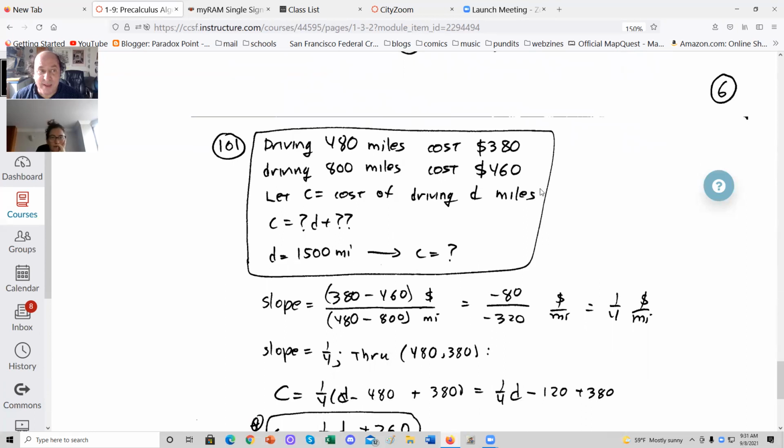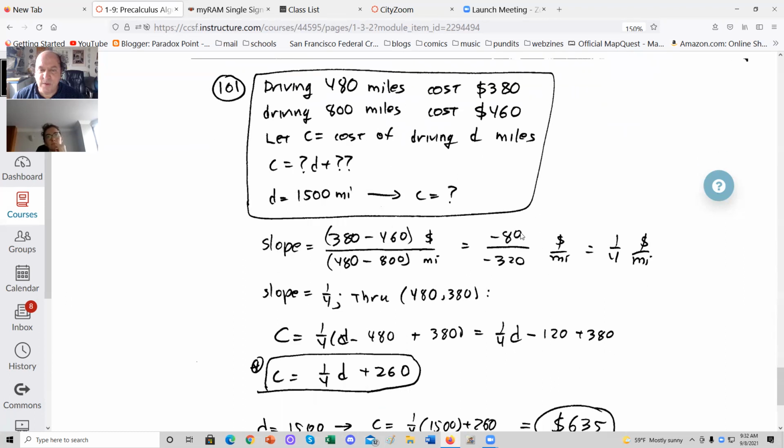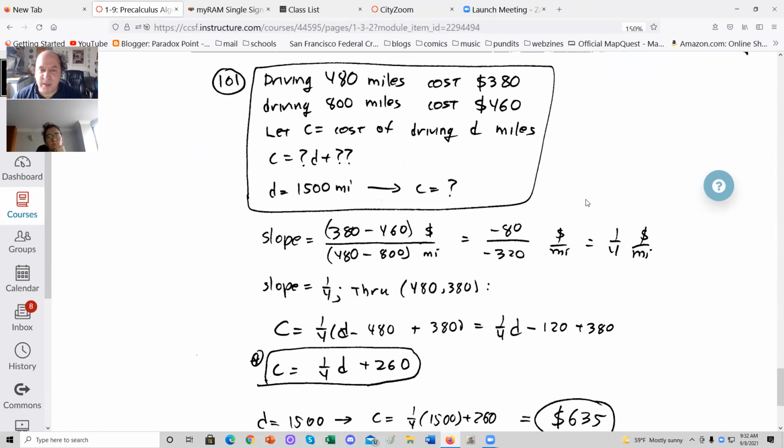Now here, 101 is an applied problem. Driving 480 miles costs $380. Driving 800 miles costs $460. Let's see, the cost of driving d miles, I assume in dollars and miles. C equals what d plus what? We're assuming a linear function. And if d is 1,500 miles, what will be the cost? So what's the formula and what is it for 1,500 miles?